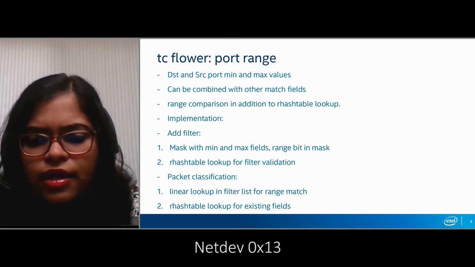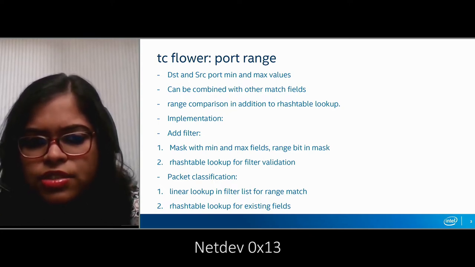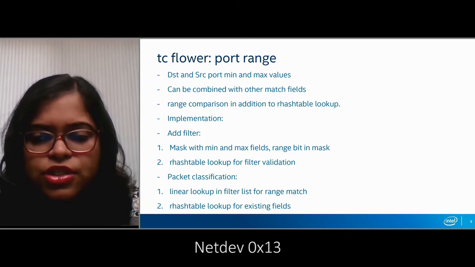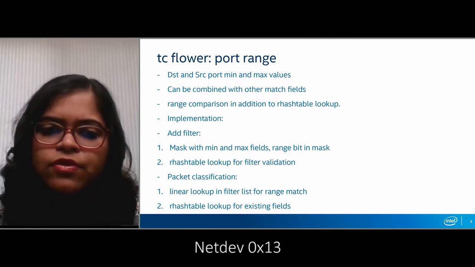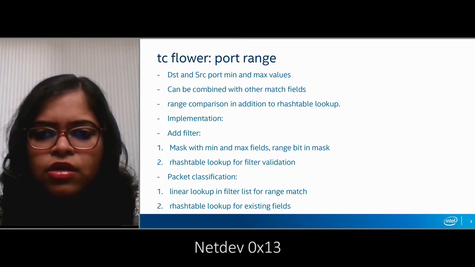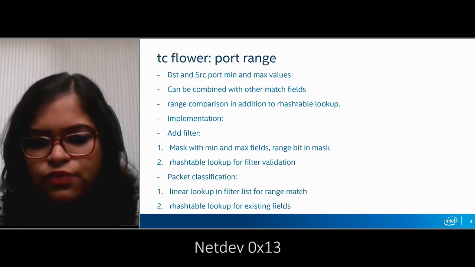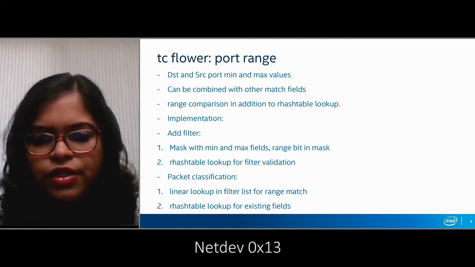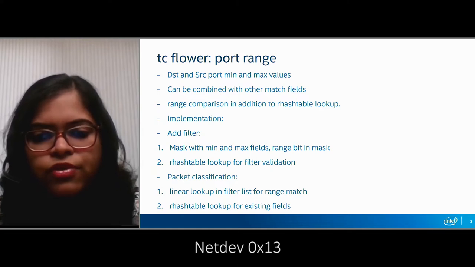So the idea here is that every time a new filter is added, a new mask is created with min and max fields and a range bit is set in the mask. For filter validations, like checking if the filter exists, it's just the regular R hash table lookup that Flower already had. When the packet arrives, the SKB is classified using a two-step process. The first stage is the lookup in the filter list for the range. So the SKB port can be compared against the min and max values in the range filter. And if the range match succeeds, then proceed to the next stage, which is just to do the regular R hash table lookup for the rest of the SKB fields.